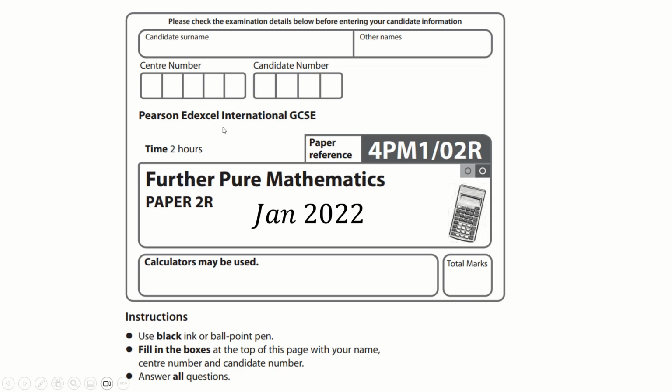This is Further Pure Maths, Pearson Edexcel IGCSE from January 2022, paper 2R.